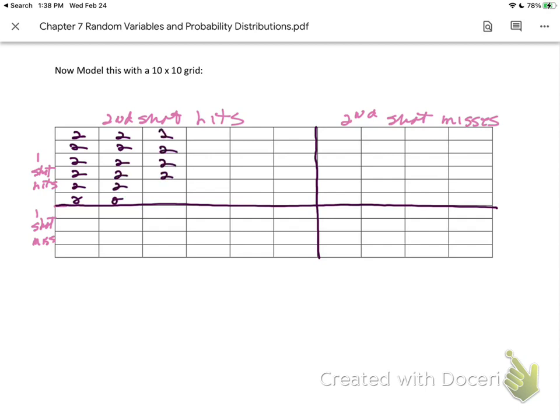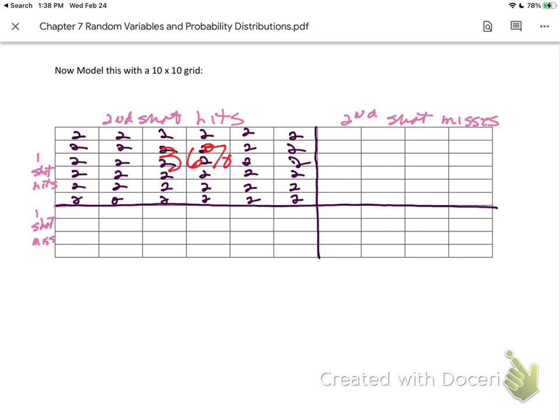Okay, and remember what the probability of that happening is. So it's 0.6 times 0.6. But in this case, it's 6 by 6. So that is going to happen 36% of the time. Okay, so 36% of this grid is 2 points.